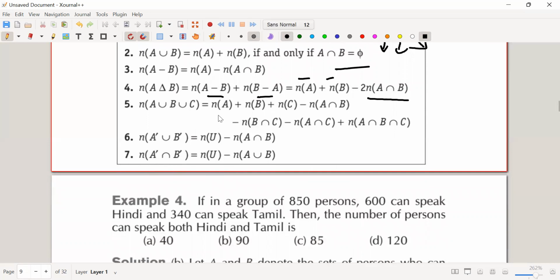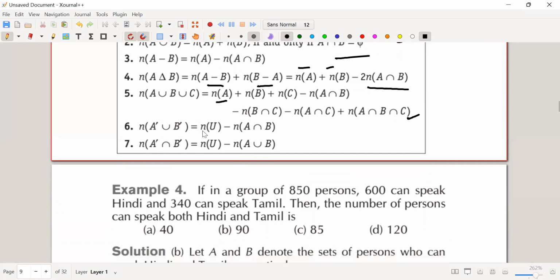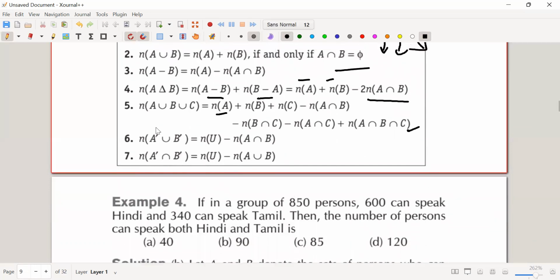N of A union B union C equals N of A plus N of B plus N of C minus N of A intersection B minus N of B intersection C minus N of A intersection C plus N of A intersection B intersection C. N of A dash union B dash equals N of U minus N of A intersection B. N of A dash intersection B dash equals N of U minus N of A union B.